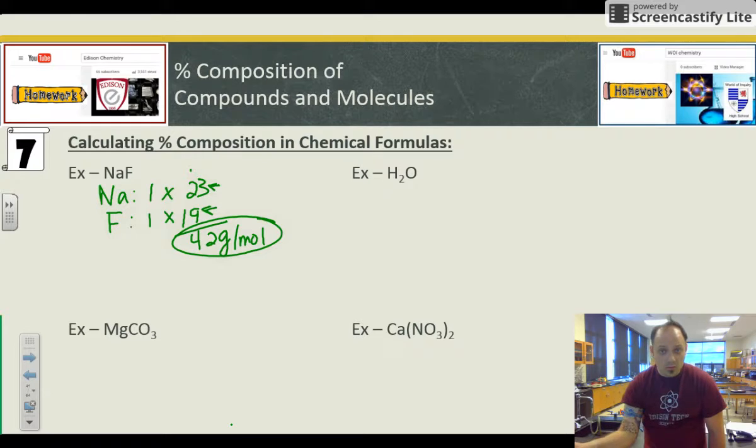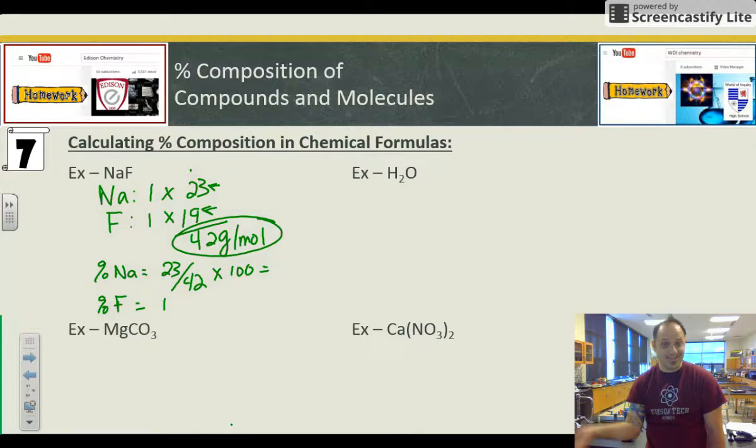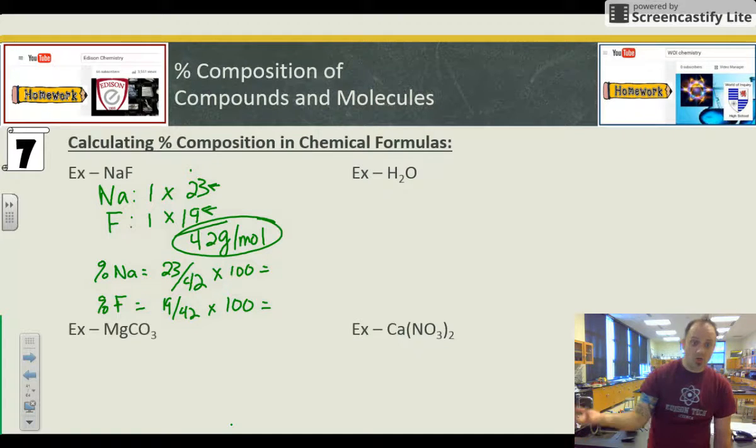There are your parts too. So if you had to figure out the part that was due to sodium, he's going to write percent sodium, percent Na. He's going to do the part that was Na, 23, divided by the whole, which is 42, and 23 divided by 42 times 100. Don't forget, times 100, equals the percentage that's the sodium. And the percentage that's the fluorine is going to be the part that's the fluorine, in this case 19, divided by the 42 that was the whole mole, times 100, and you get the percentage.